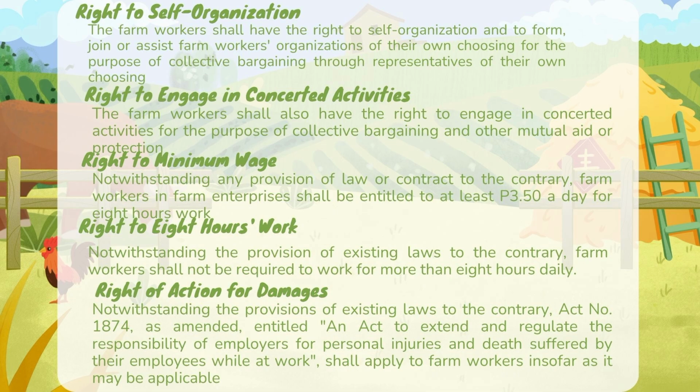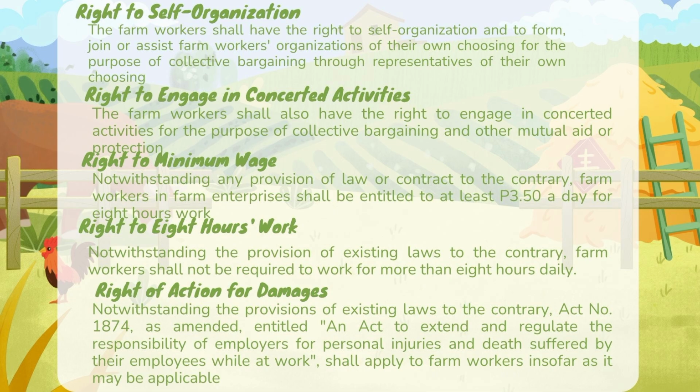Fourth is the right to 8 hours of work. A farm worker should only work up to 8 hours a day. Employers cannot force workers to work beyond 8 hours daily. If they do, it should come with extra pay or overtime pay.